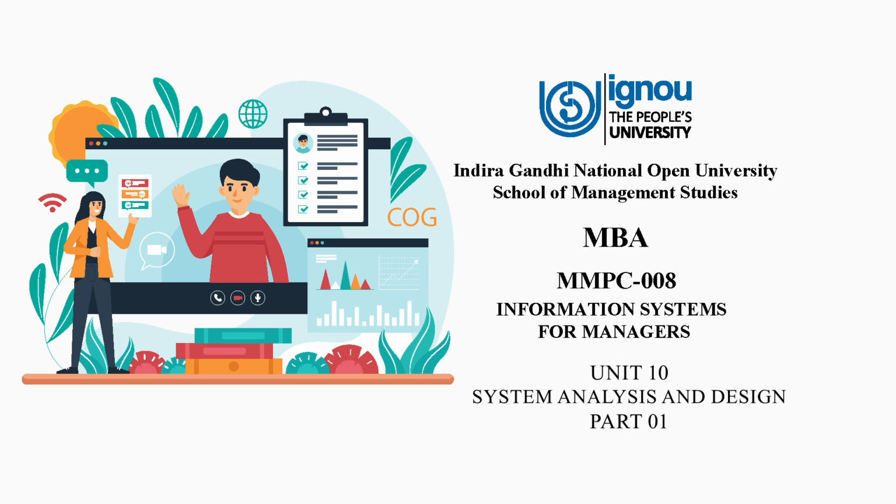SDLC consists of mainly 7 phases. These phases are also called SDLC steps or stages. These phases are: 1. Project identification and selection. 2. Project initiation and planning. 3. Analysis. 4. Logical design. 5. Physical design. 6. Implementation. 7. Operation and maintenance.